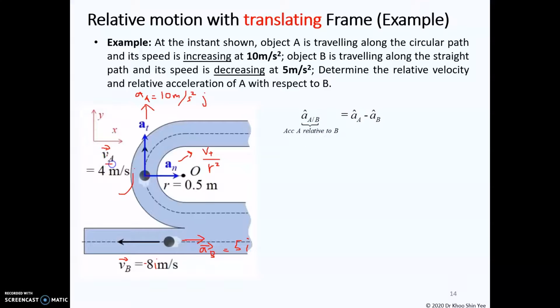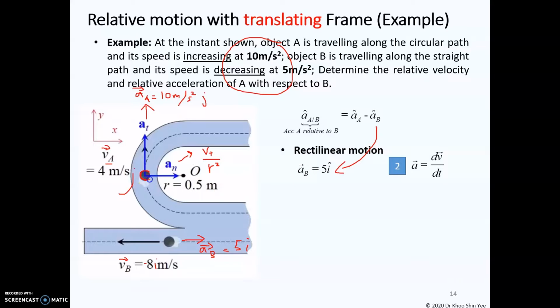Previously, we successfully obtained the velocity vector for point A, which is 4j, and the velocity vector for point B, which is negative 8i. And from the question, we obtained the acceleration at point B in the positive i direction, therefore aB is equal to 5i. On the other hand, the acceleration for the object A is equal to 10 in the y direction, therefore the vector is 10j. We can easily find the acceleration of B to be 5i.